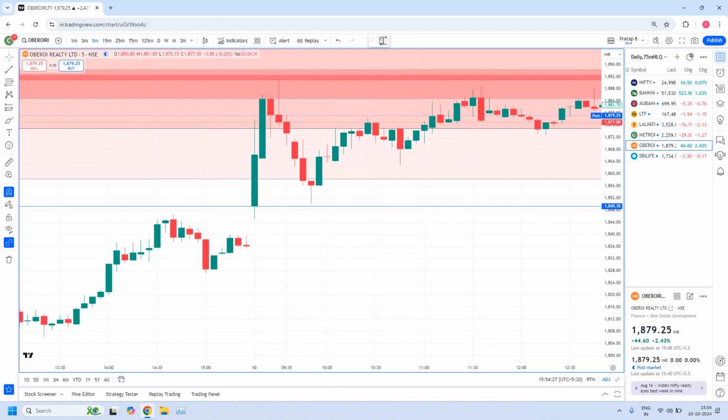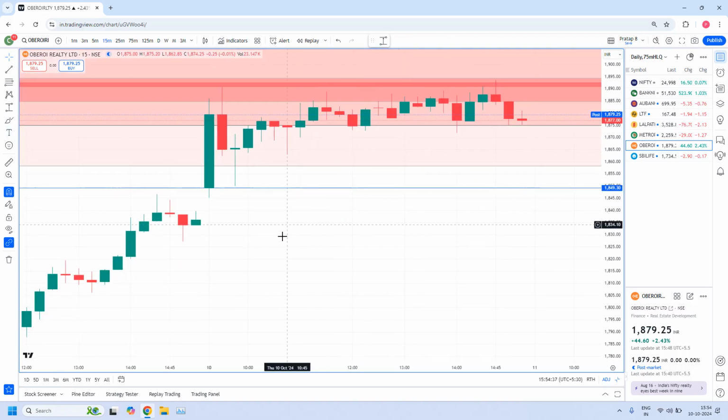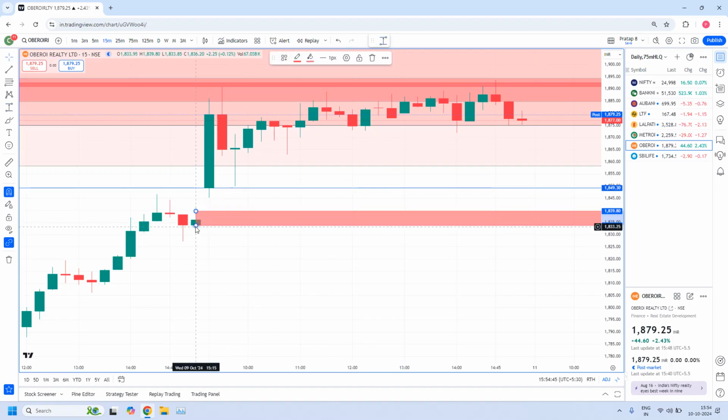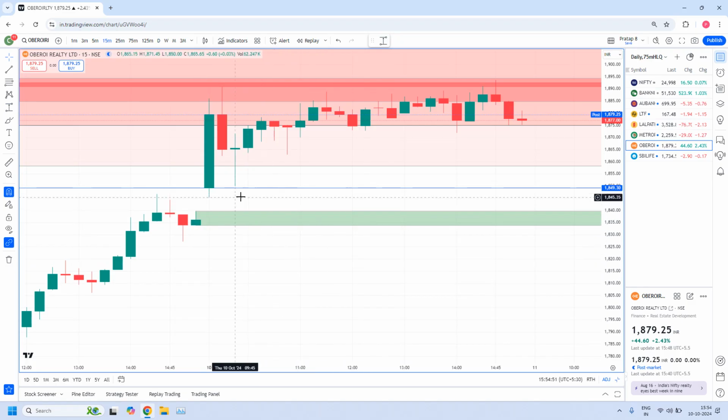gap area. Because for the gap area, if you draw the 15-minute zone, let me change the time frame to 15 minutes. Probably this will be your 15-minute target zone. But here there is a pro gap area.